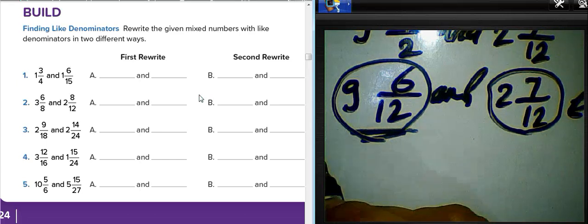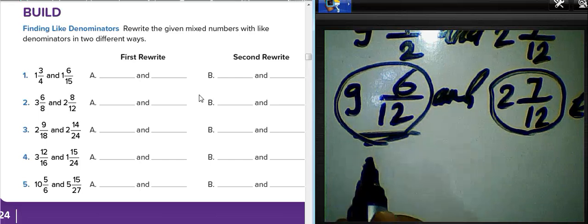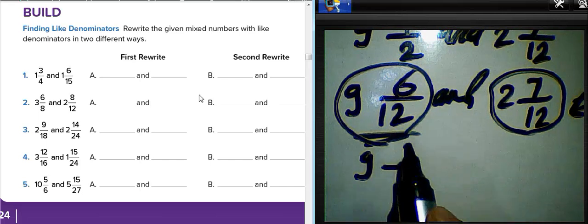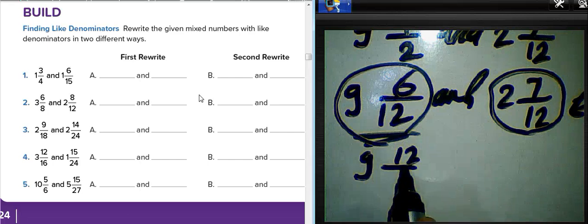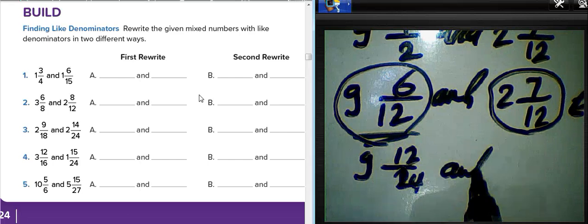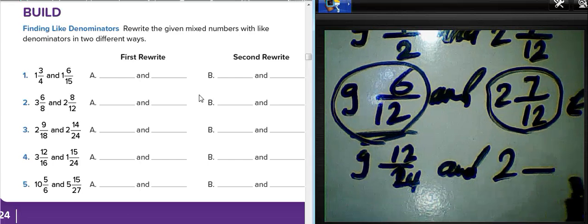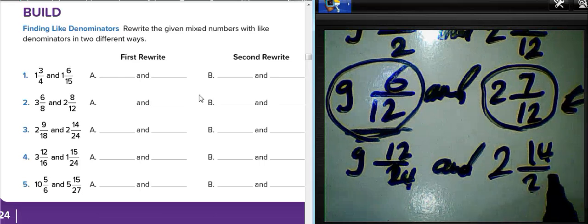After that he wants another form, the second one, right. We can find the result by multiplying the numerator and the denominator by 2. 2 times 6 equals 12. 2 times 12 equals 24. And write 2 here. 2 times 7 equals 14. 2 times 12 equals 24.